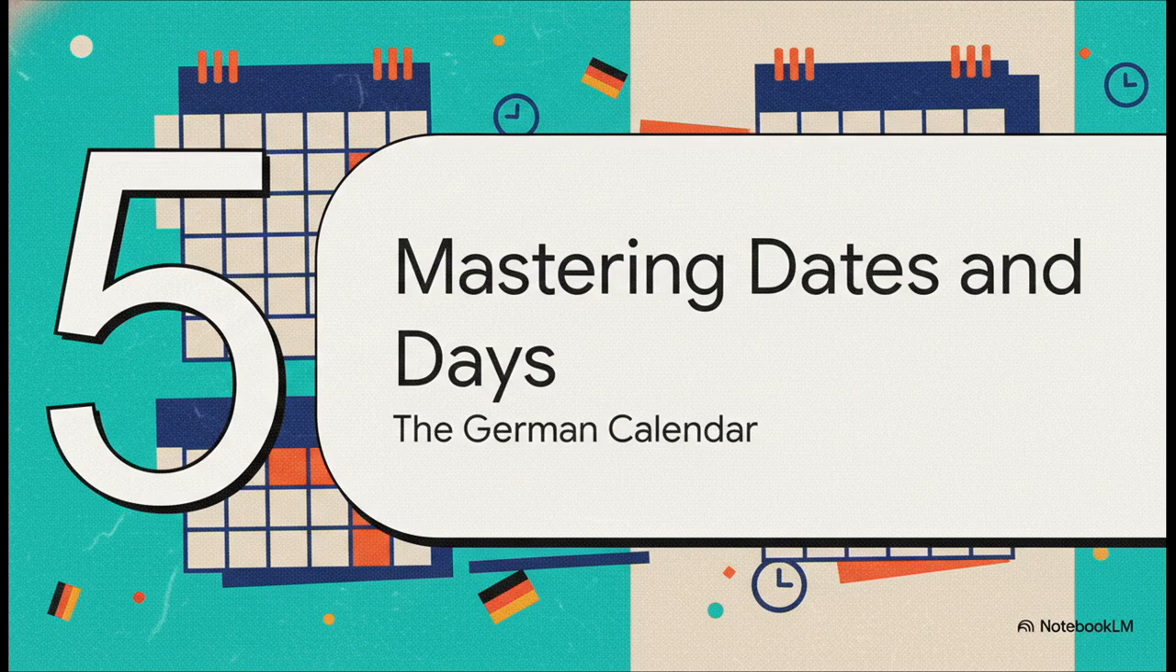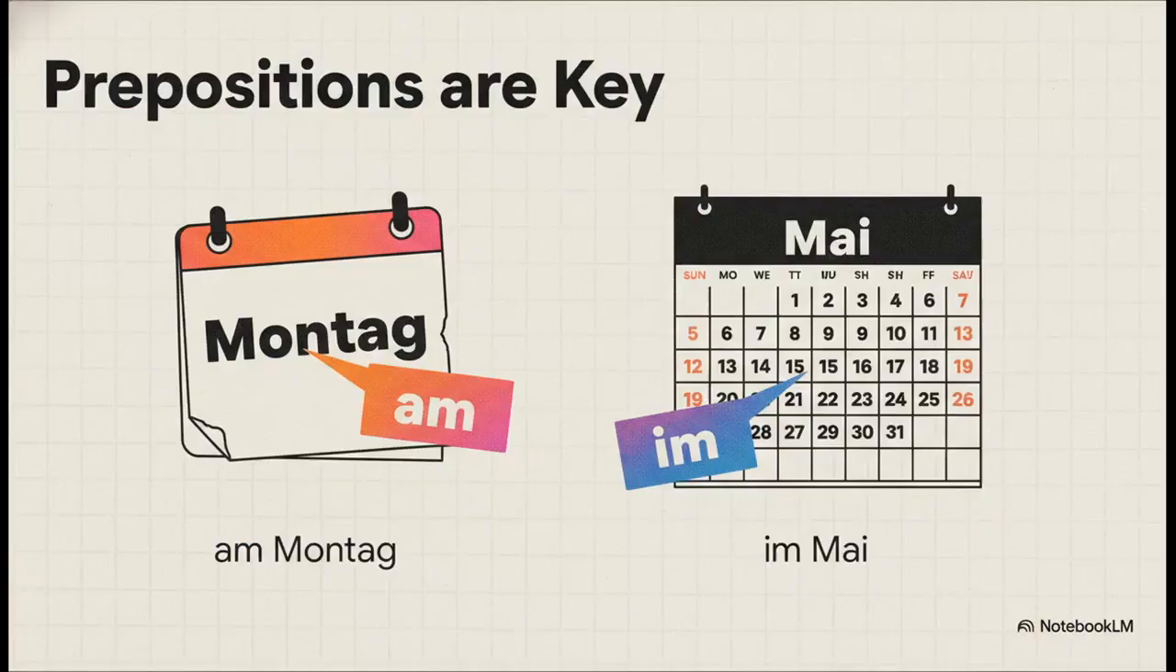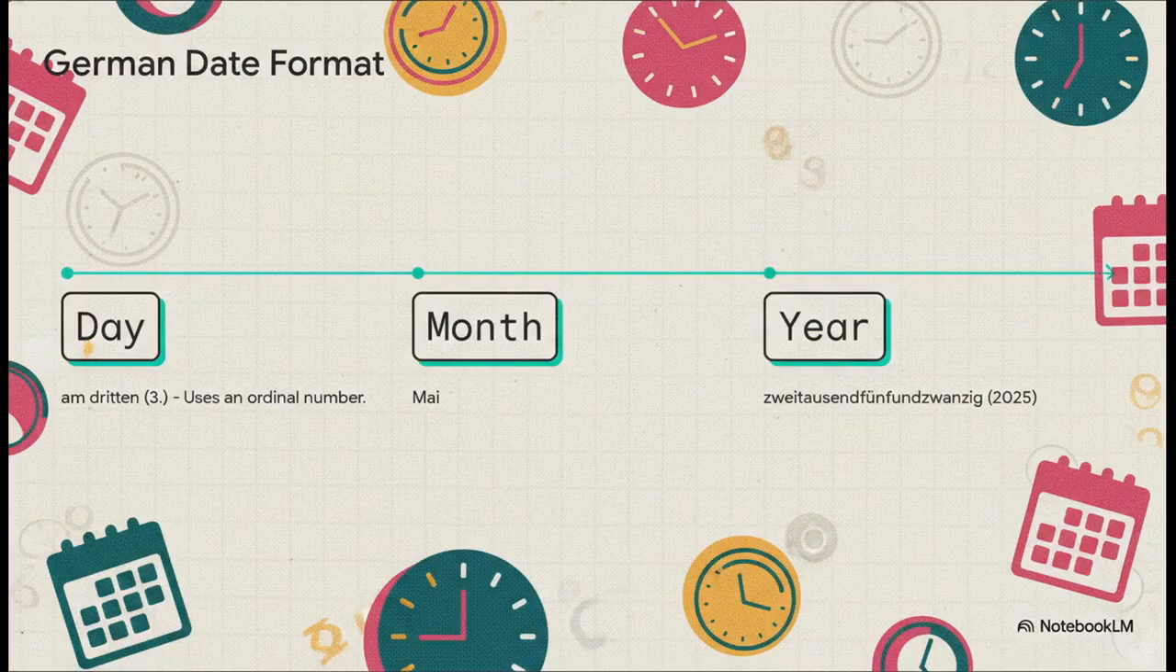We're going to combine our numbers and our ordinals to tackle dates, so you can structure your calendar just like a native German speaker would. Here's a quick little grammar key you're going to need. When you're talking about a specific day of the week, you use the preposition am, like am Montag. And when you're talking about a month, you use im, as in im Mai. Simple as that.